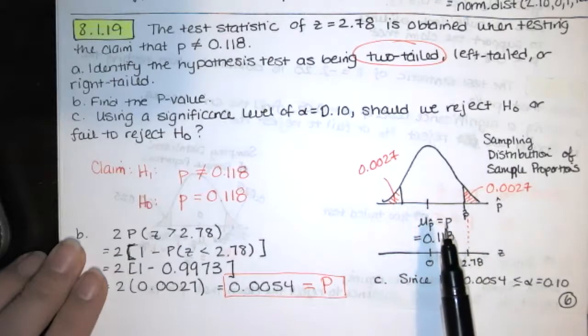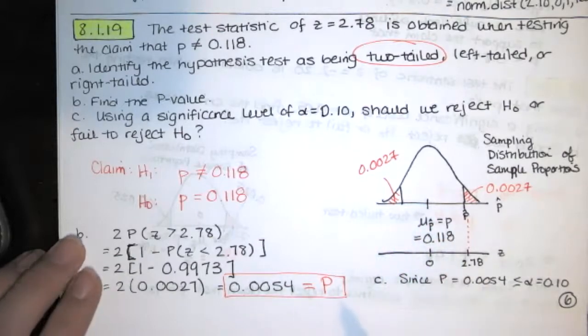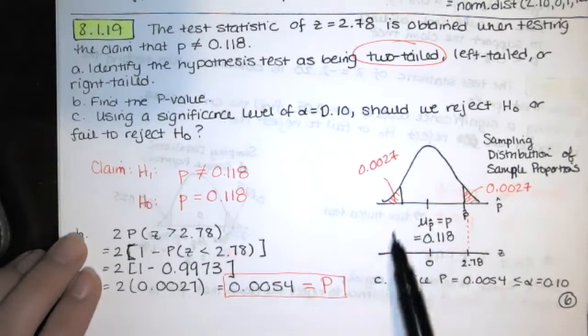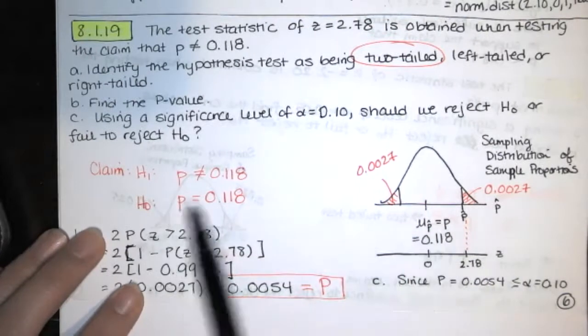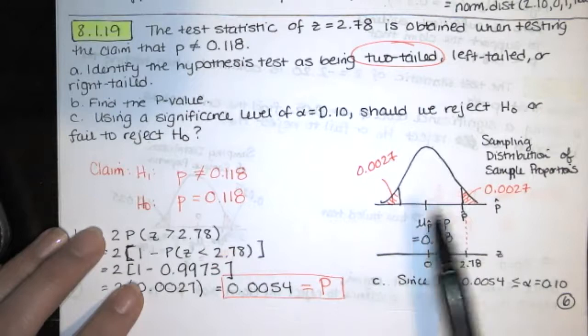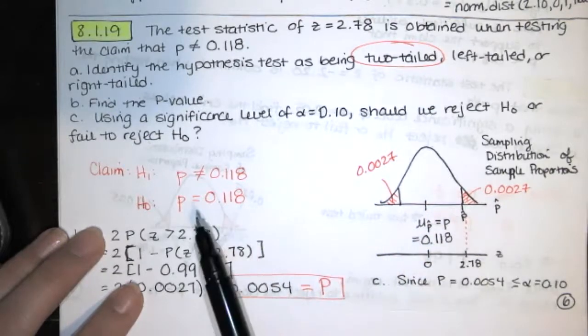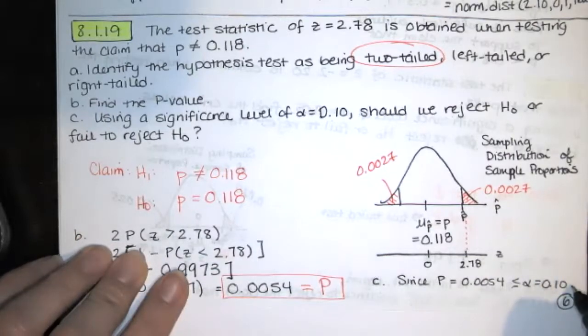So maybe, if we have this very rare event happening, our initial assumption was incorrect. The initial assumption is that the population proportion is equal to 0.118. That's our null hypothesis. Since it's so rare to get this value when we have this population proportion, we're going to say maybe the population proportion that we started with was wrong. Maybe that isn't the population proportion. So we're going to reject the null.